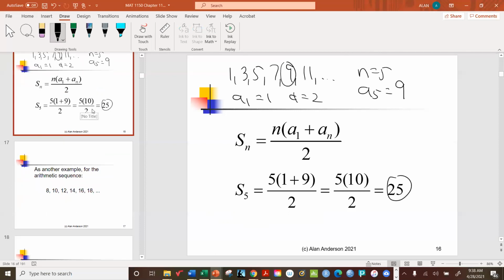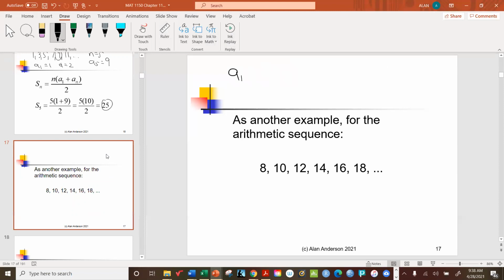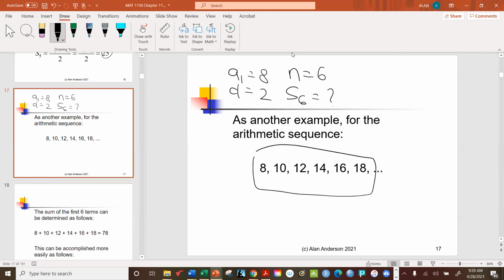Okay, let's do one more of these. Now this one is also an arithmetic sequence. This time it starts with 8. And the common difference is 2. And so let's say that in this case, we're looking for the sum of the first 6 terms. Three, four, five, 6.